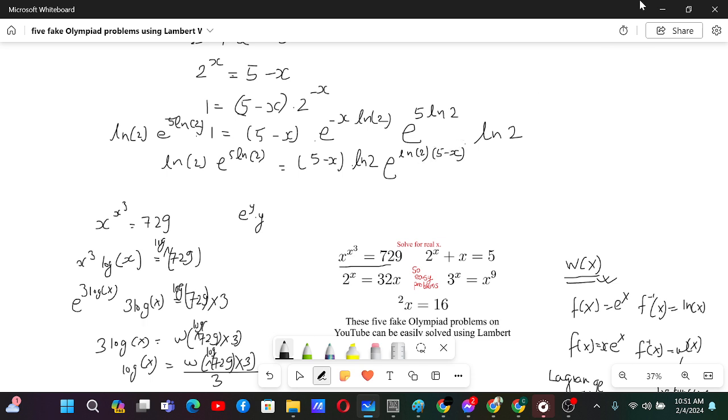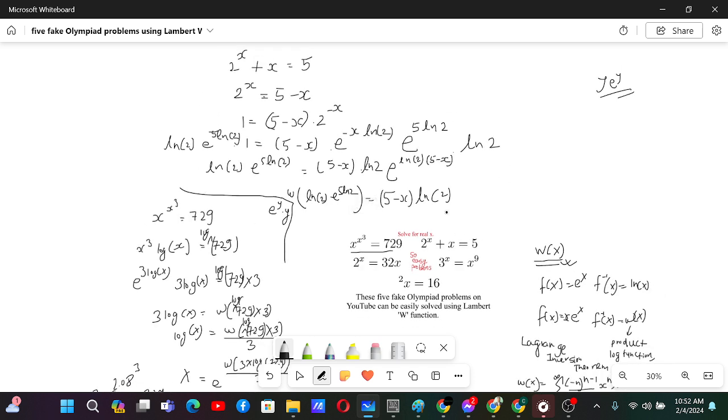So now this is in the form that we want, that is, in the form of y e to the power y. Now we can take the Lambert W function as the inverse. So we will have 5 minus x ln 2 as Lambert W of ln 2 times e to the power 5 ln 2. Now after this, it's not that hard. So we can basically have 5 minus x equals Lambert W of ln 2 times e to the power 5 ln 2, which is just 2 to the power 5, divided by ln 2. Now take it to the other side.